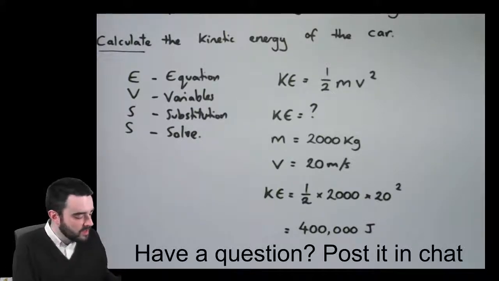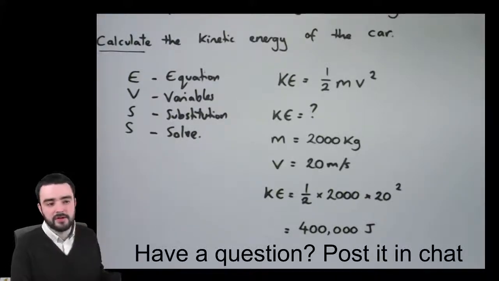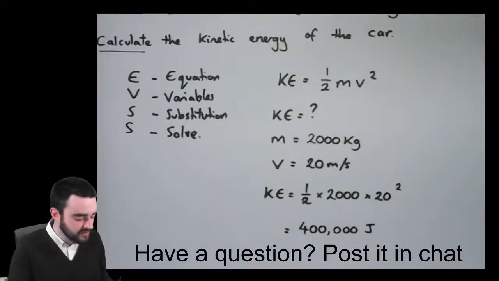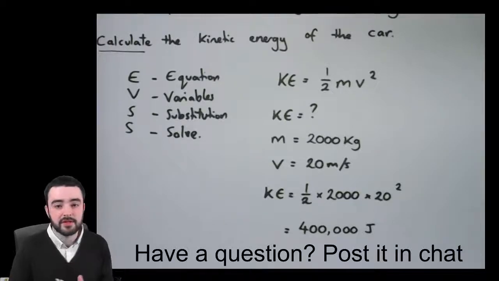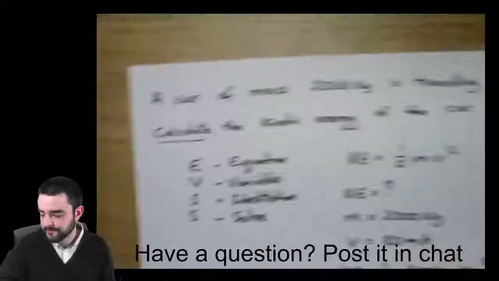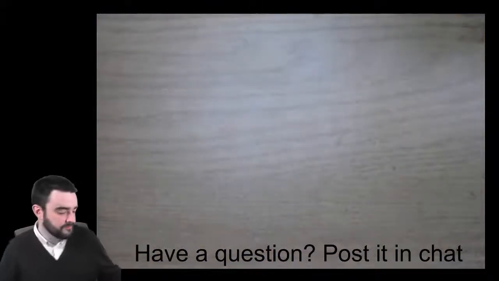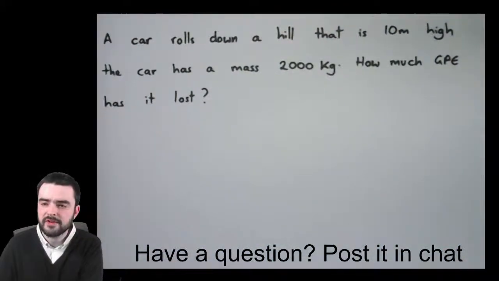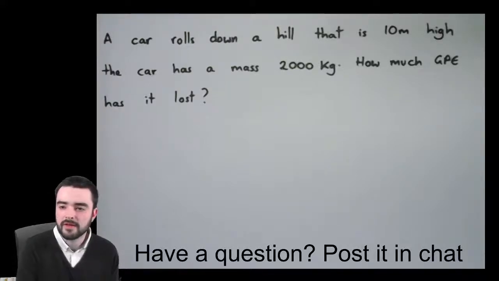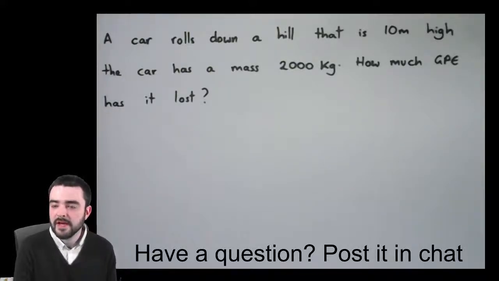Okay, we're now going to do a three-part question. So a three-part question which is going to link all of these three energy stores that you need to be able to calculate together. So, part one. A car rolls down a hill that is 10 meters high. The car has a mass of 2,000 kilograms. How much GPE has it lost?